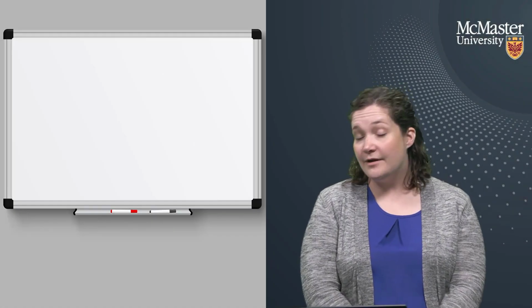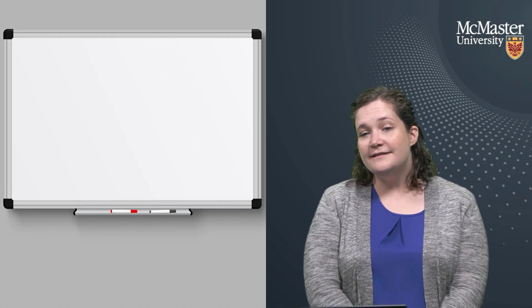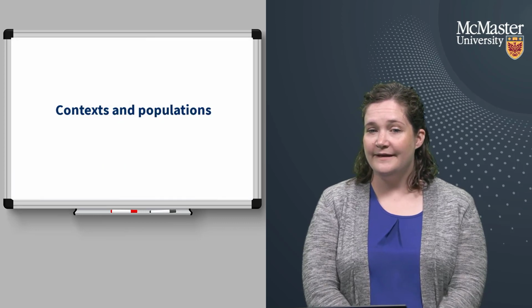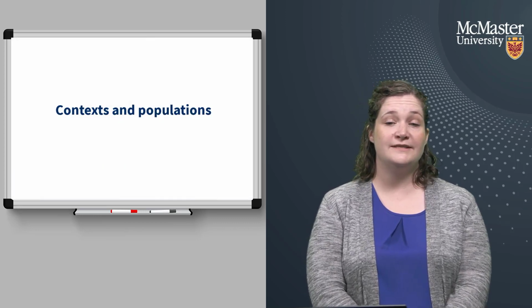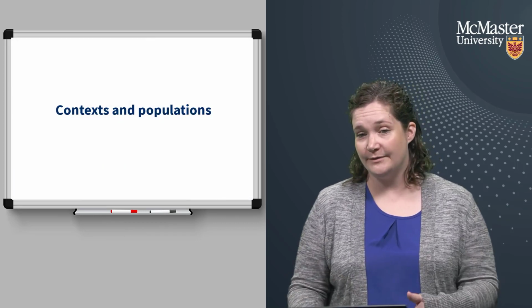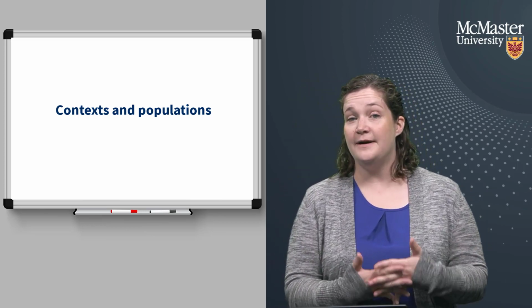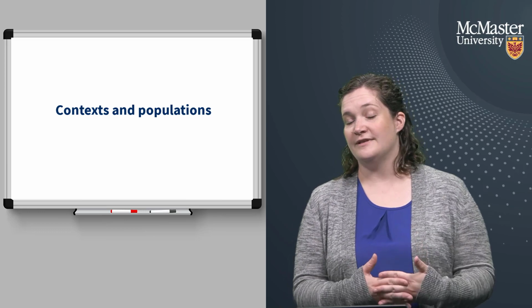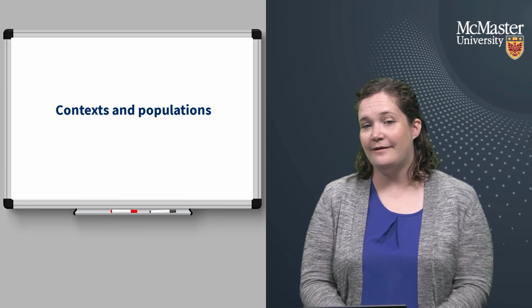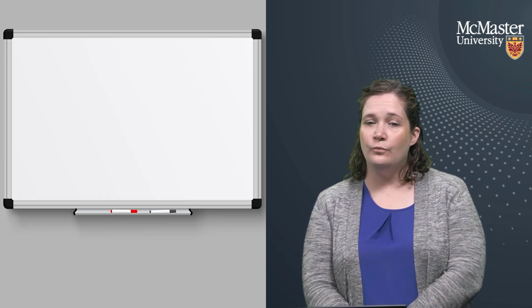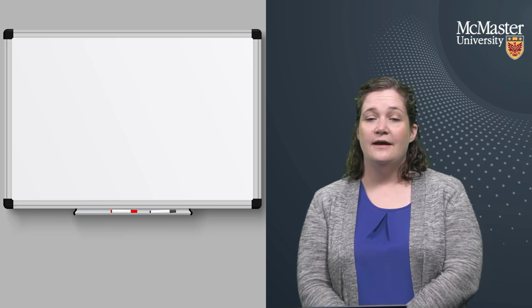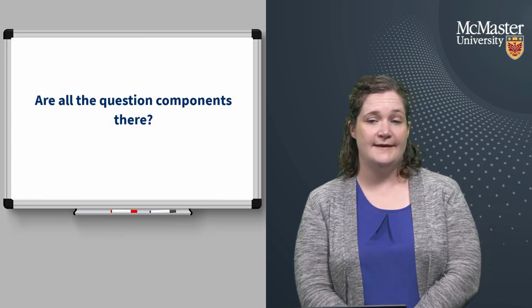Coming back to the other components of the question, these inform the contexts and populations in which the review results apply or don't apply. So if you were to exclude studies of a certain population from the review, your review results would not apply to that population. So for this review, we can look at the question and see, are all the question components there?